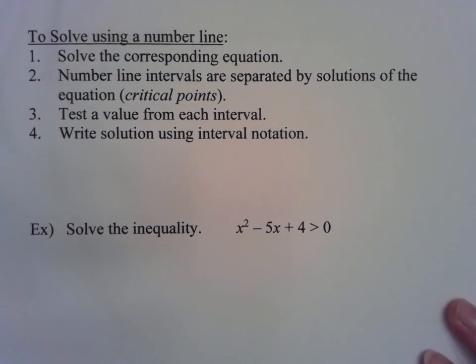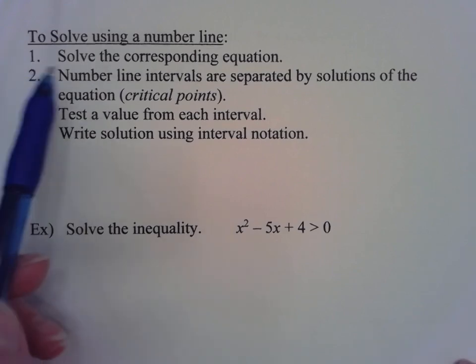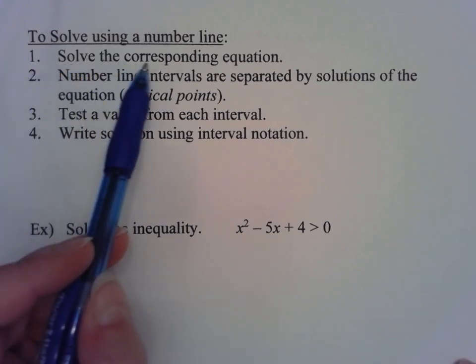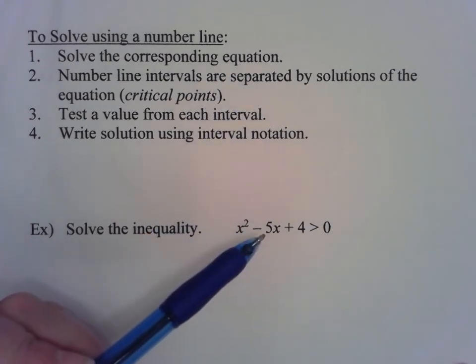So the second method uses a number line. The process is very similar, but instead of having a two-dimensional graph with a y, we're not going to have that. We're just going to have a one-dimensional number line. And we said this one's a little bit more computational. Right? So we're still going to do the same first step. We're going to solve the corresponding equation. So we're going to put in an equal sign and solve.